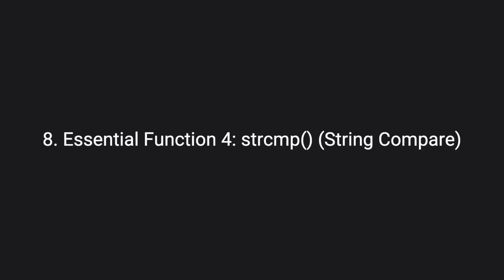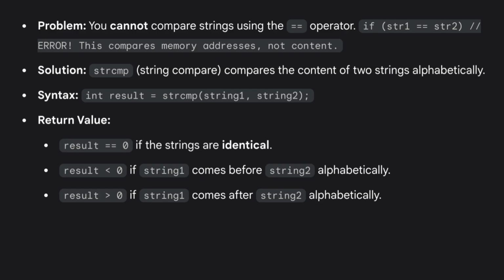Eighth, essential function: string compare. Problem: you cannot compare strings using the equal to operator. If string 1 is equal to string 2, error. This compares memory addresses, not content. Solution: string compare compares the content of two strings alphabetically.